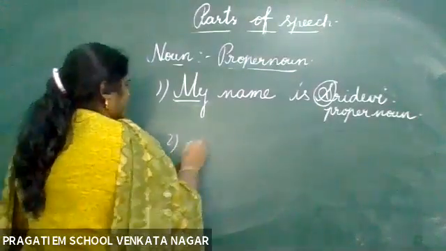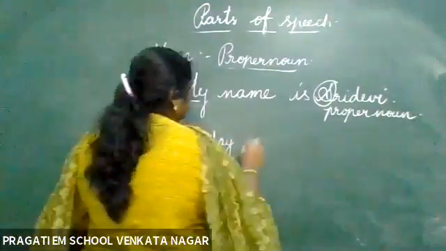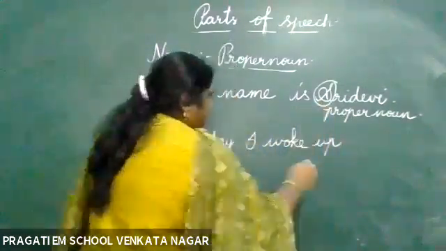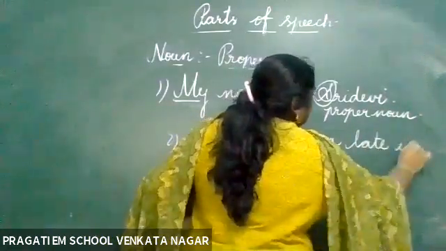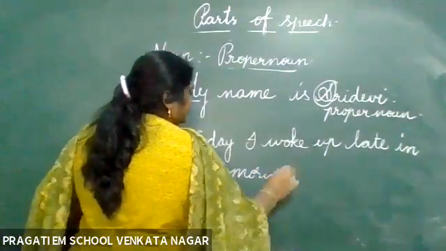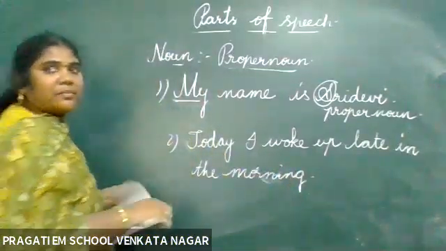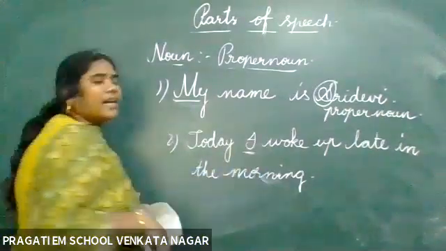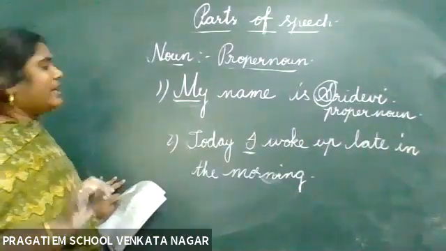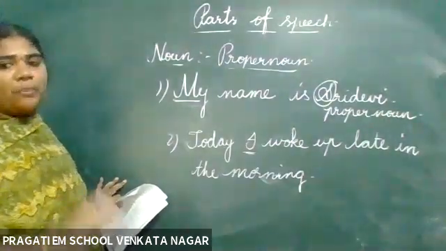Another example. Today, I woke up late in the morning. This is another example because I is a capital letter. Why? Because when we write I singly, it should always be a capital letter only. It's a pronoun, but it is also treated like a proper noun.